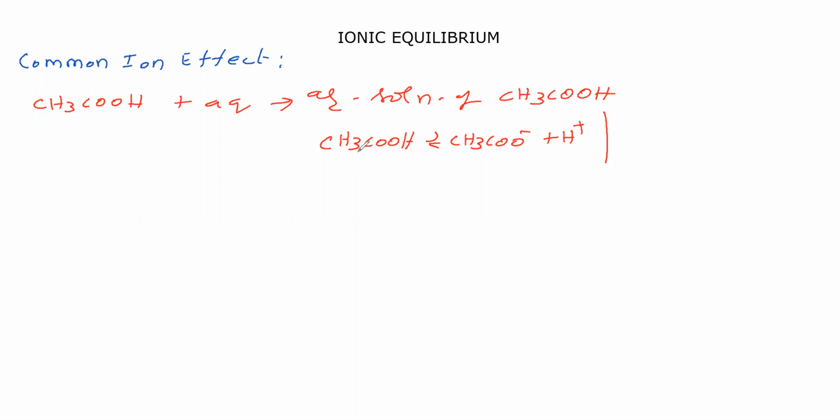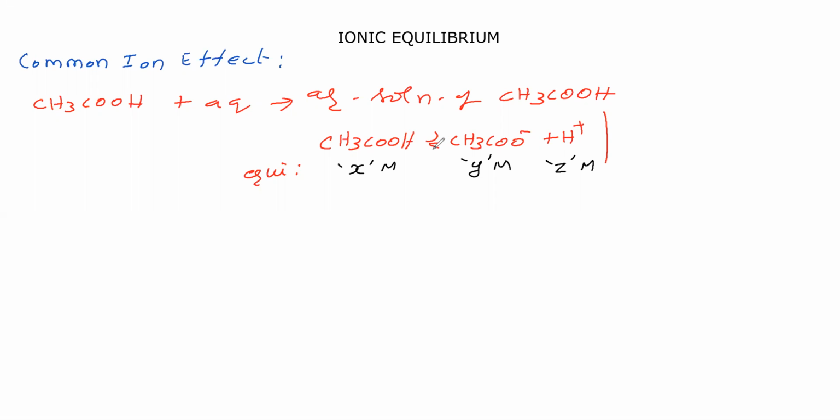That means this will be at equilibrium. So at equilibrium, the concentration of acetic acid is X molar, the concentration of acetate ion is Y molar, the concentration of H plus is Z molar. So in the aqueous solution of acetic acid, so and so species are present at equilibrium.